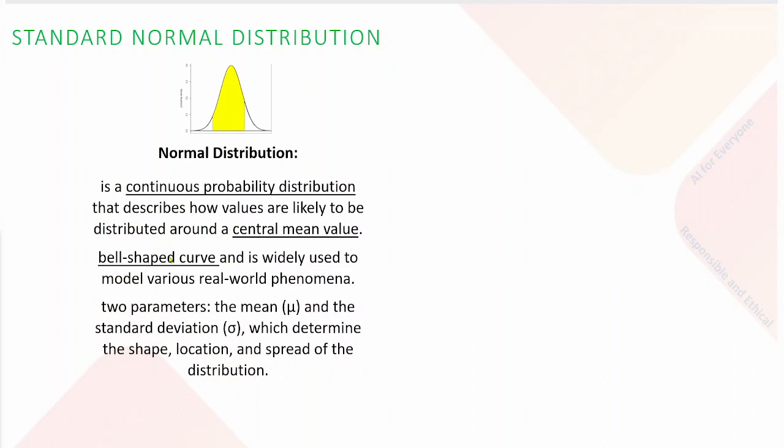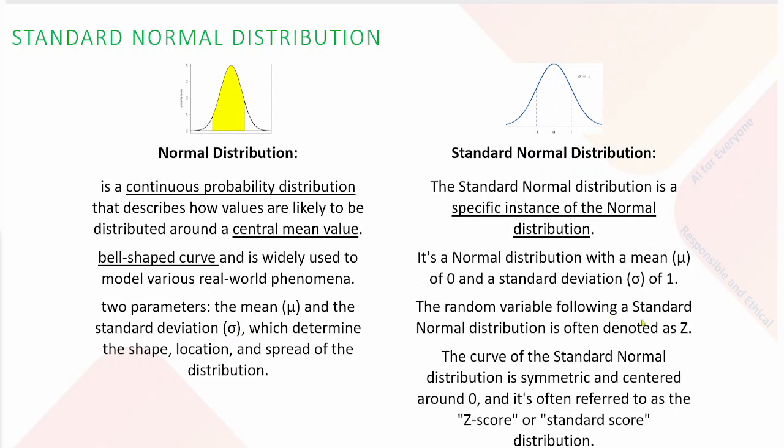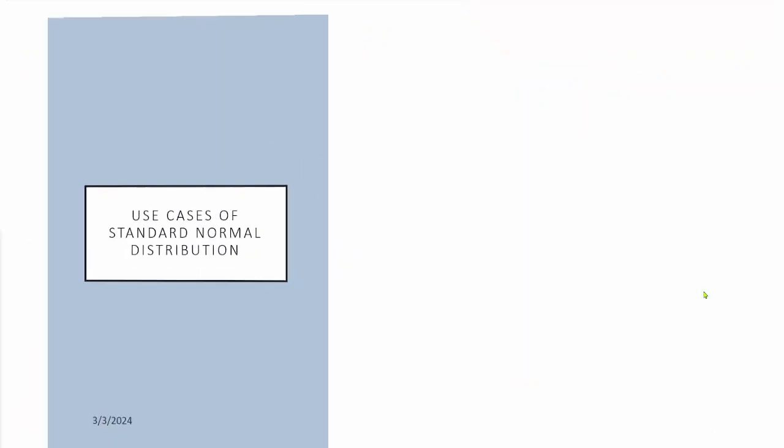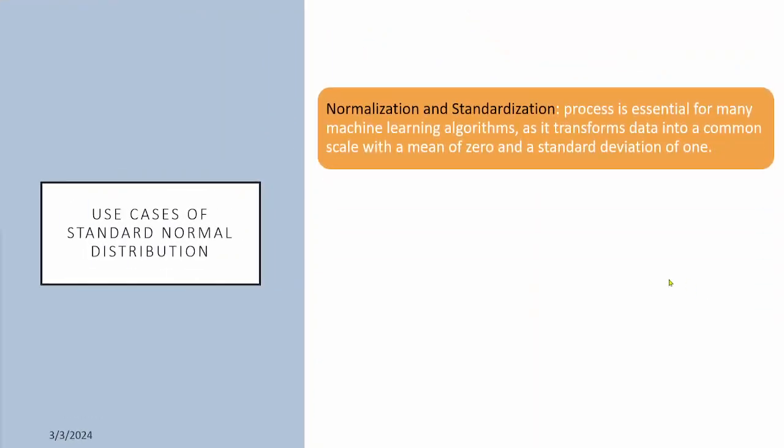So normal distribution is normal distribution with any mean or standard deviation. Standard normal distribution is just the difference is the mean becomes 0, standard deviation becomes 1. So the use case for standard normal distribution is normalizing the data or standardizing the data. We will see those in our data processing.